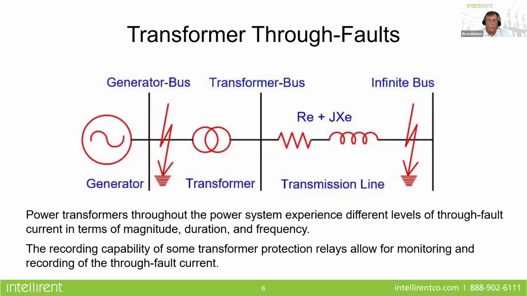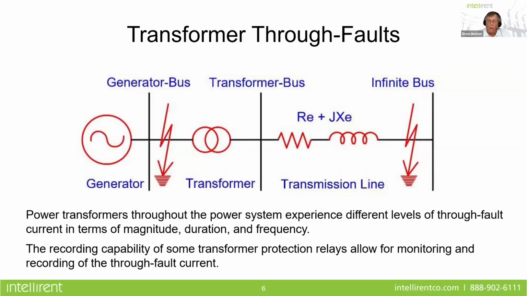And it's important to understand. Power transformers throughout the power system experience different levels of through faults, and these are described in three particular terms. One is the magnitude, how high of a through fault is going through the transformer. The duration, how long that through fault lasts, and then the frequency. The recording capability of your transformer protection relays really can allow for monitoring and recording of through faults.